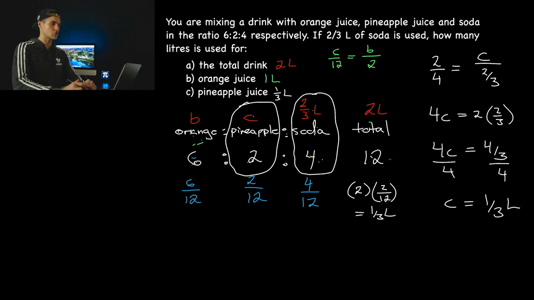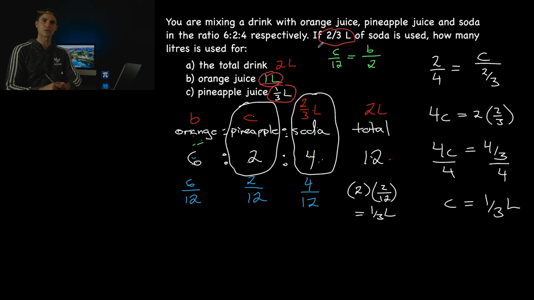And another way you could check it, now that you have all this information, well, we know that the total is 2 liters, so that means 1 liter plus 1/3 of a liter, the orange juice plus the pineapple plus the soda of 2/3 should give us 2. And if you add those up, they do indeed give you 2. So different ways you can check your answer as well to be more confident that you're working with the correct numbers. And that is the end of the video.